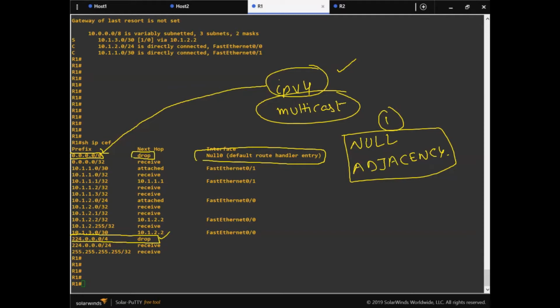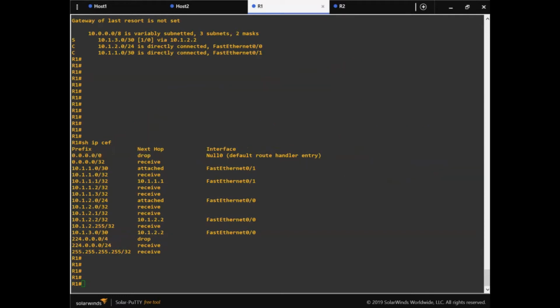Okay. There are some more adjacencies which we need to talk about when we are talking about our CEF table. And one of them is the punt adjacency. So what is punt adjacency saying? Punt adjacency is saying there can be some period of time.